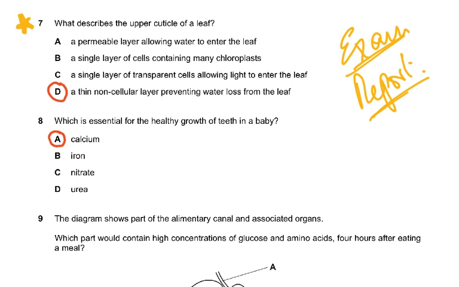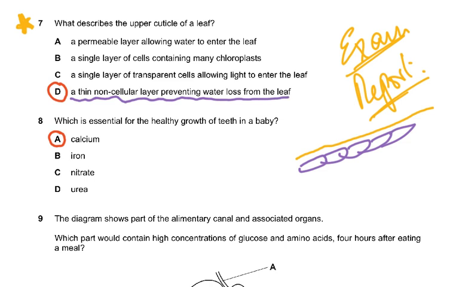So what describes the upper cuticle of a leaf? The upper cuticle of a leaf is a non-cellular layer, and then you have the upper epidermis cells. So a thin non-cellular layer preventing water loss from the leaf. So it's not a layer of cells. It's a permeable layer allowing water to enter the leaf? No, it is impermeable to water. In fact, that's why it protects it from cuticular transpiration. So this is what you have to understand about that.